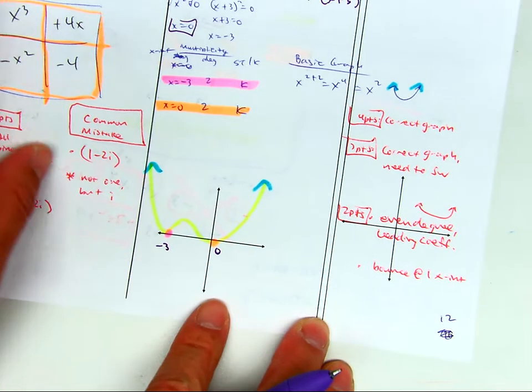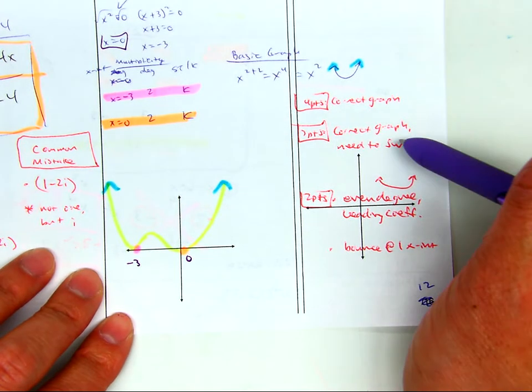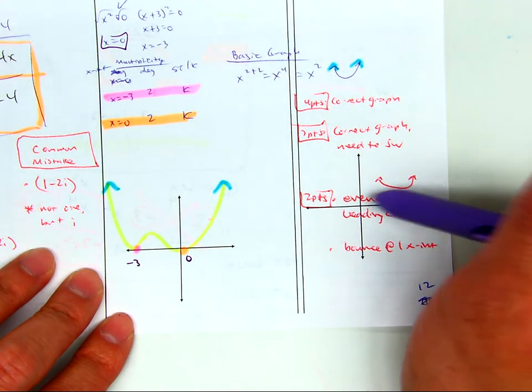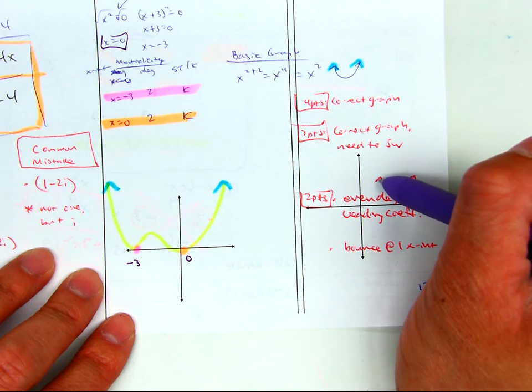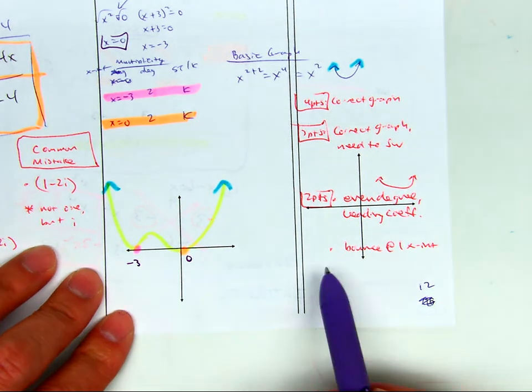If you got a correct graph, 4 points. 3 points if you didn't show me enough work and I asked you for that. 2 points if you knew at least that it was pointing up and ends up with the leading coefficient, or if you made a bounce at one of those x-intercepts.